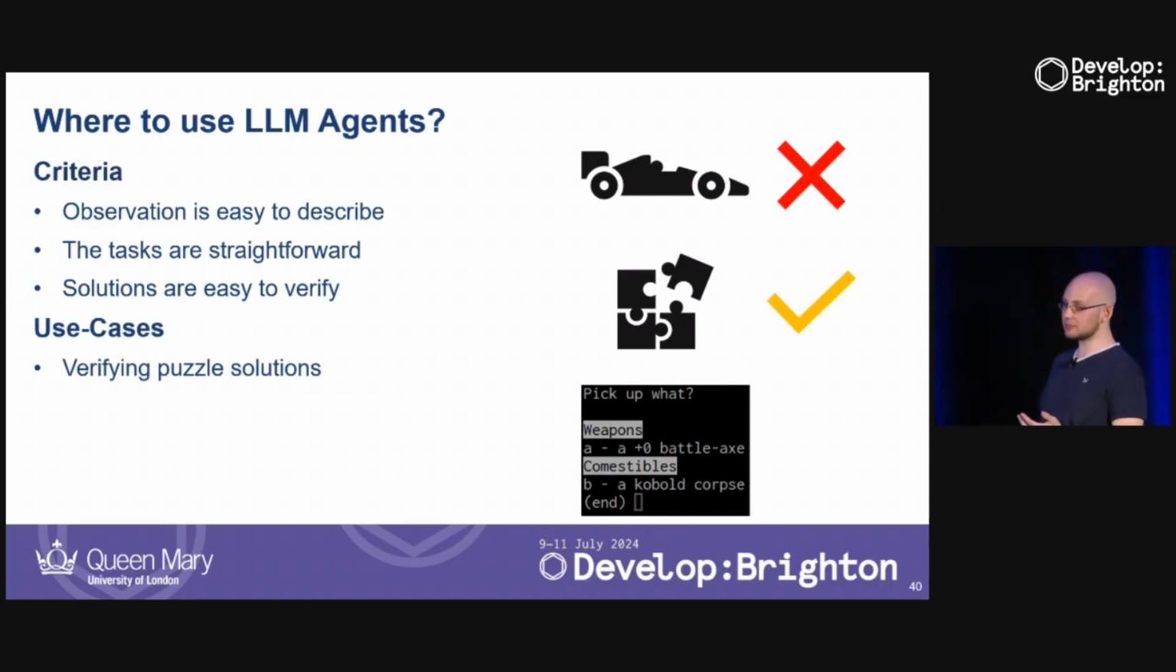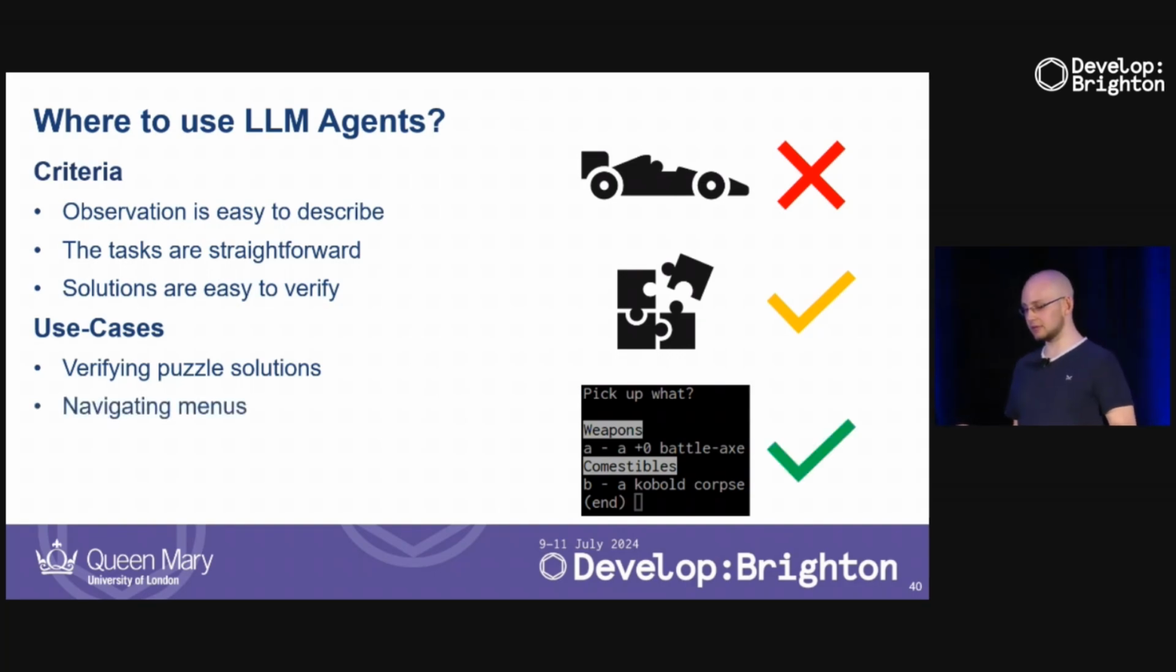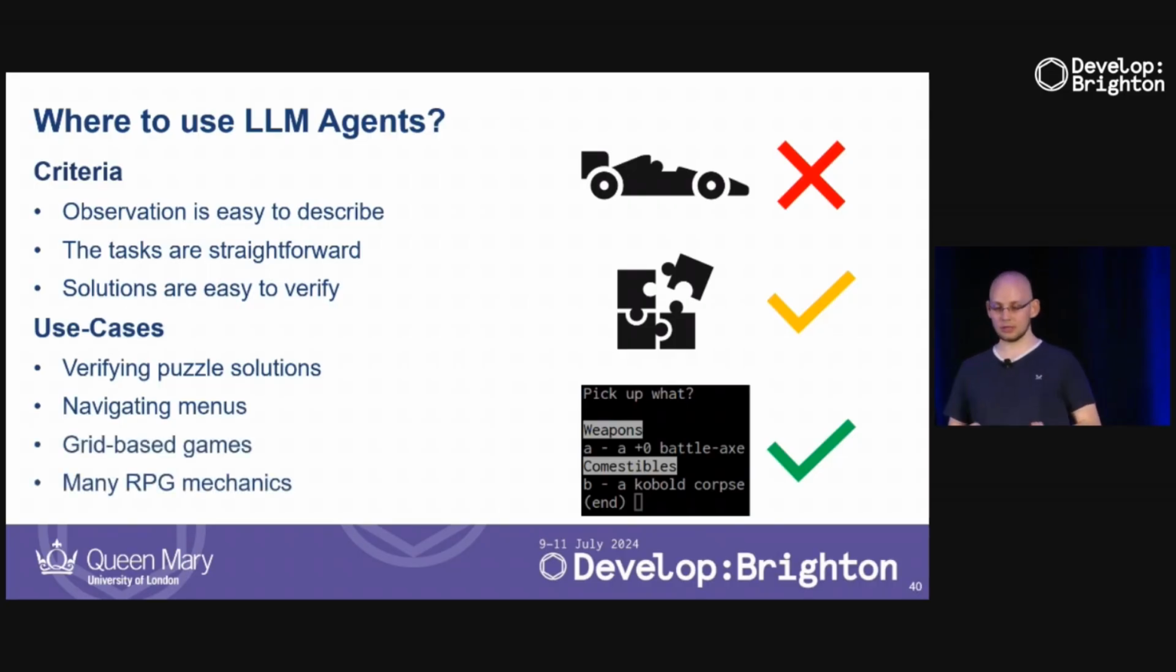Menus, those are probably very well suited. They're easy to describe. They're easy to navigate for large language models, at least depending on how difficult the menus are. And they are mostly text, so they're easy to describe. I think I just repeat myself, but they're relatively easy to handle for large language models, so they might be a very good use case. And of course, grid-based games are probably easier than very complex 3D games, where it's very difficult to describe what is going on in the world. And a lot of RPG mechanics are mostly menu-based, so again, they might be very well suited for testing with large language models.